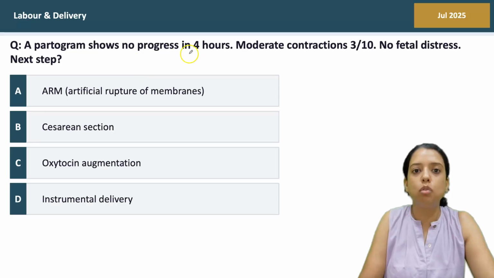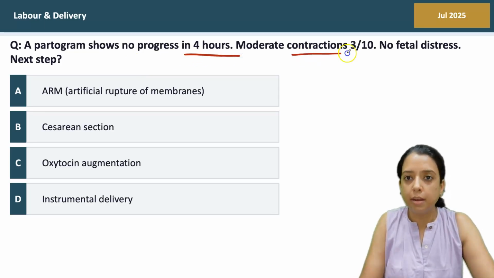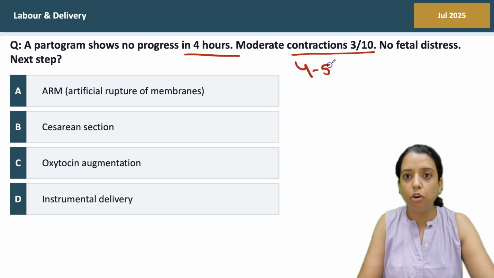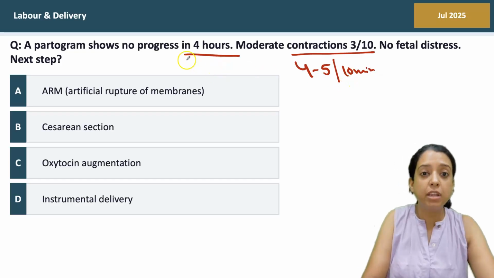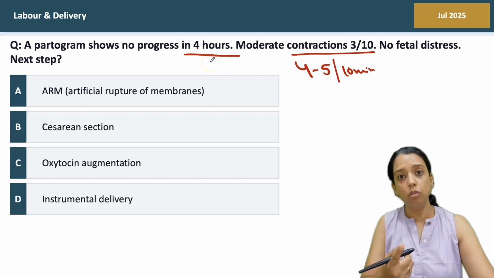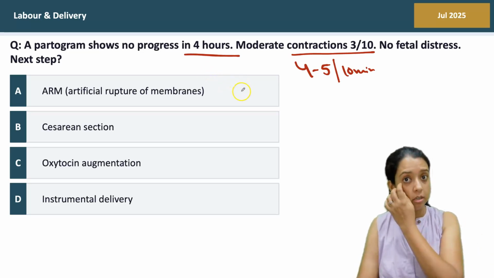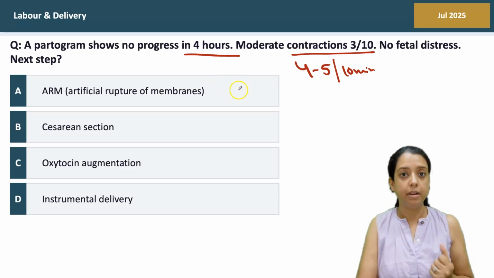A partogram shows no progress in 4 hours. Contractions are moderate, 3 in 2... Are they good? No. Good contractions are 4 to 5 in 10 minutes. So it's not a good contraction. Since 4 hours, nothing is happening. You have to intervene. How? You want to augment the contractions. How will you augment? 2 ways.